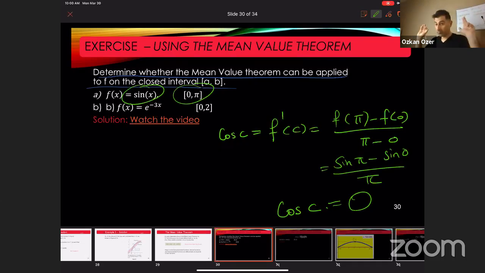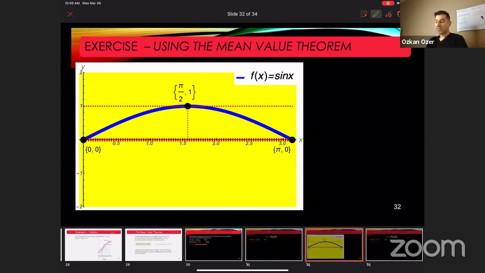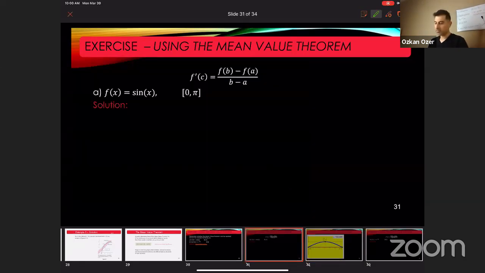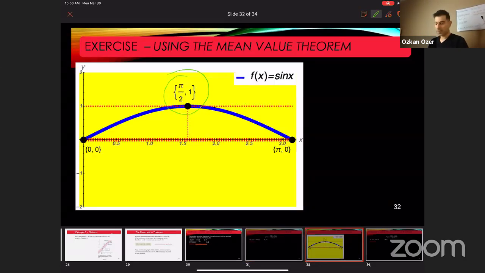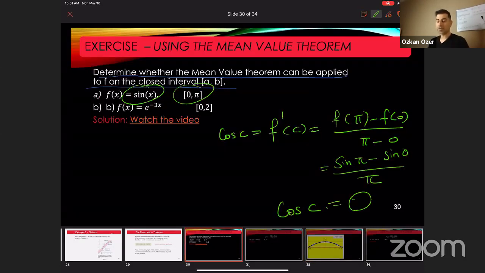Use the same unit circle business to convince yourself that at pi over 2, cosine is 0. And in fact, that is the only point where the slope of the tangent line is achieved to be 0. Okay? So, this takes care of the part that involves the sine function. And you can do the same thing for part B, but make sure both conditions are satisfied first. Okay, you have to write them up by yourself.